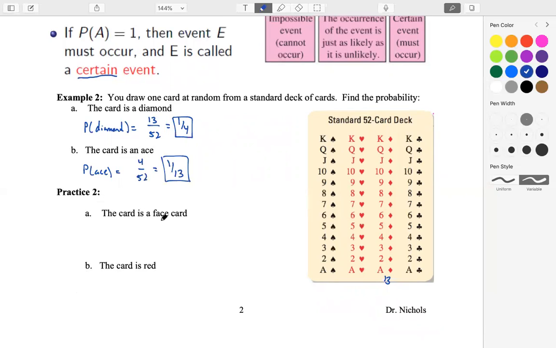All right, so the card is a face card. So the probability we have a face card. All right, so that's going to equal king, queen, jack, and you have 4 suits. So there are 12 out of 52, which simplifies to 3 out of 13. All right, probability we have a red card. Well, there are 26 out of 52 cards, which equals 1/2.